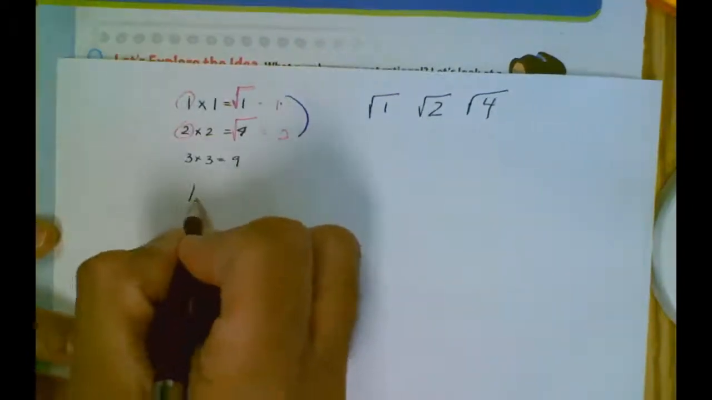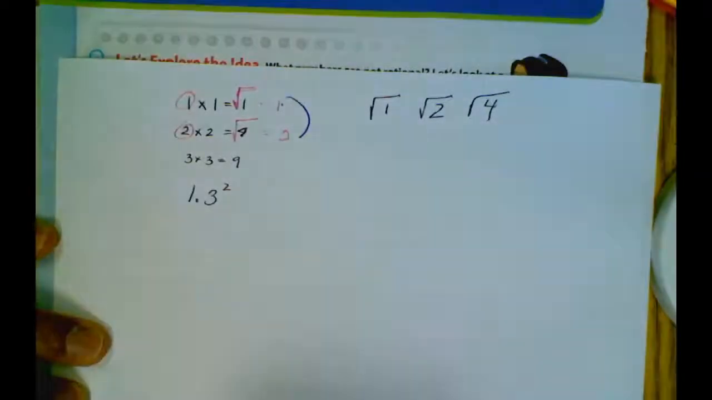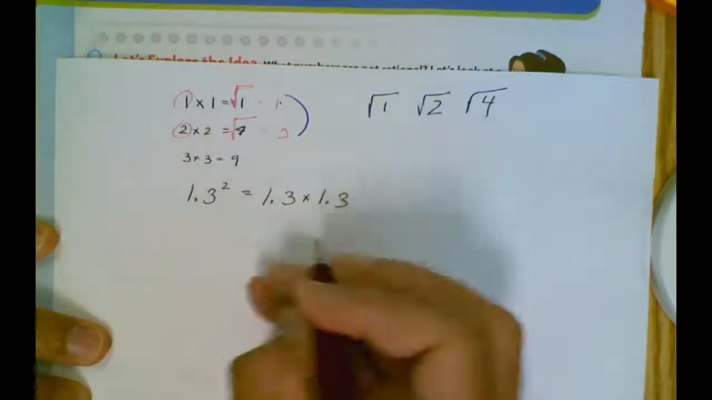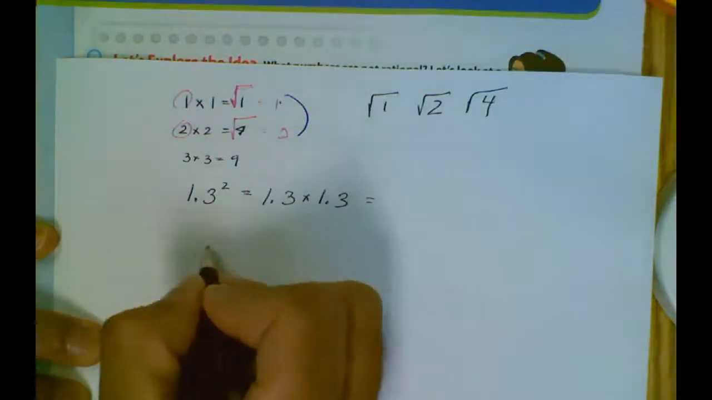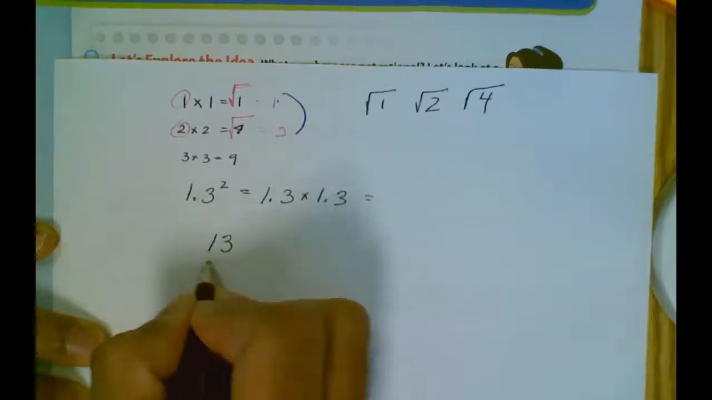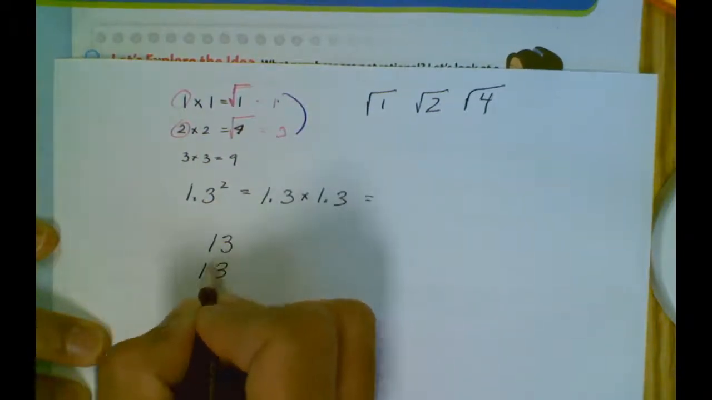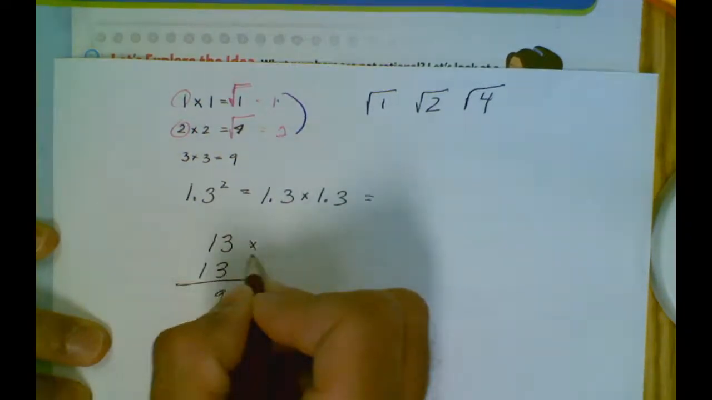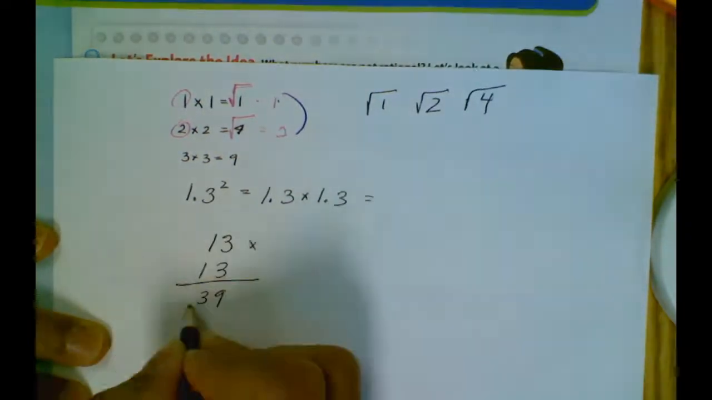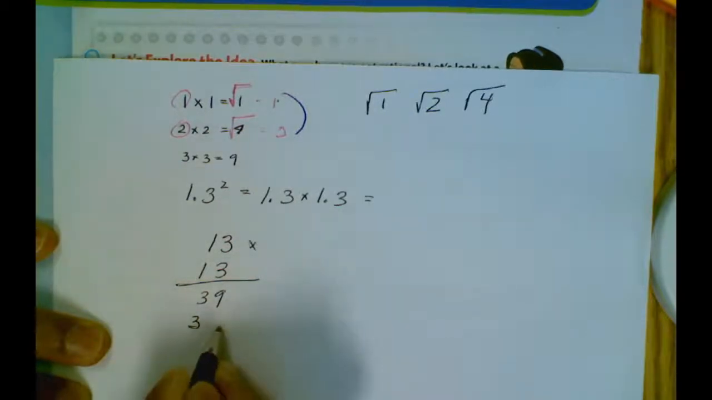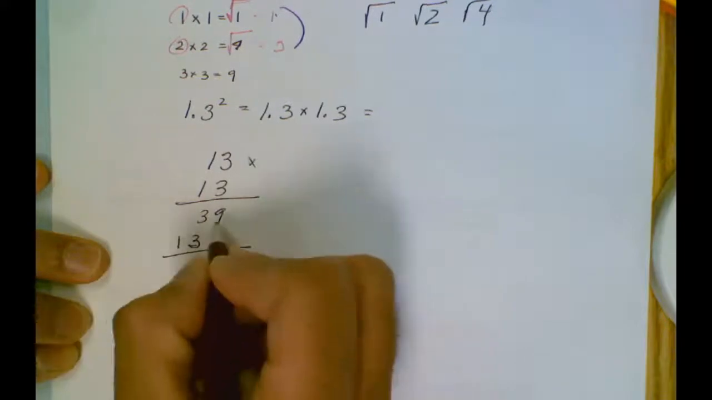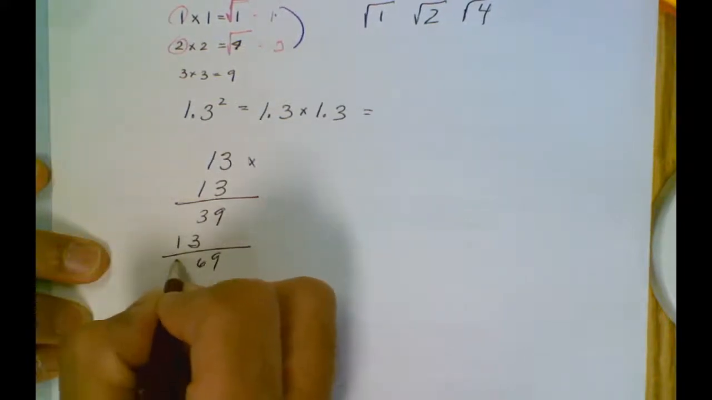So 1.3 squared is the same as 1.3 times 1.3. So you multiply 13, I'm not writing the decimal point. 3 times 3 is 9. 3 times 1 is 3. 1 times 3 is 3. See, I just moved one decimal position. 1 times 1 is 1. And then 9, 6, 1.